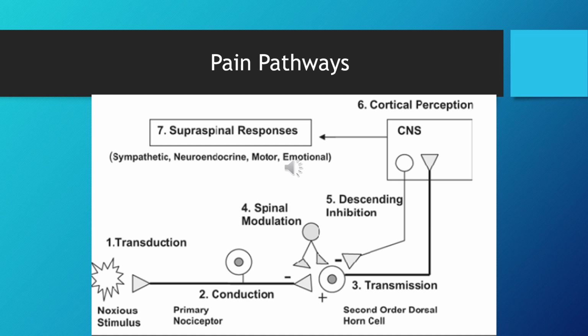The peripheral nerves synapse with the spinal nerve fibers and cause them to depolarize, and the pain signal propagates up the spinothalamic tract to the thalamus and onto the areas of the brain responsible for pain perception.